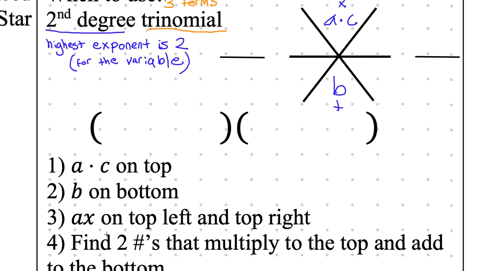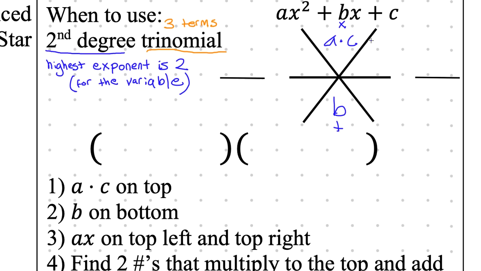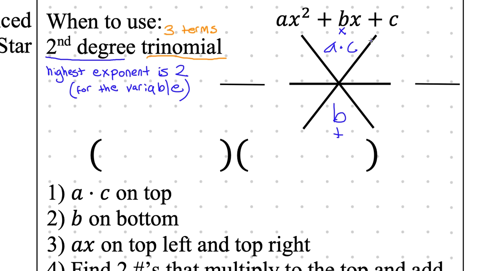And I skipped a step 4. I should go back to step 3. Sorry about that. And the top left and the top right, we need to put, and this is kind of the trickiest part, so let's pay attention. It's going to be the AX term on top.